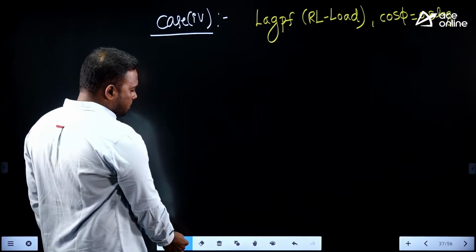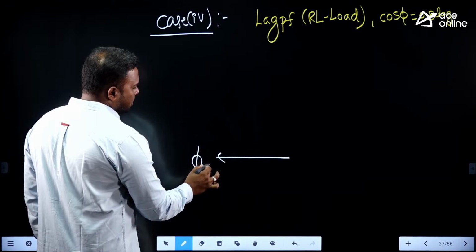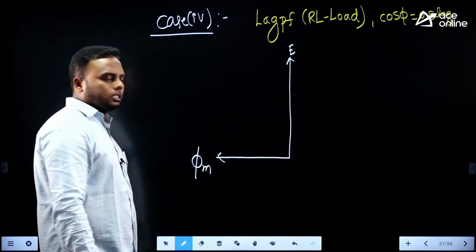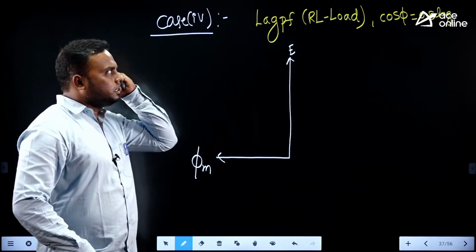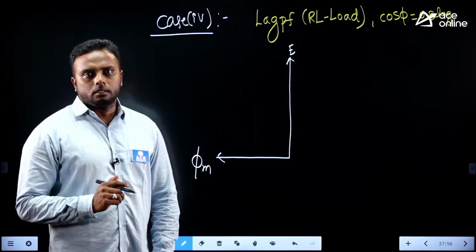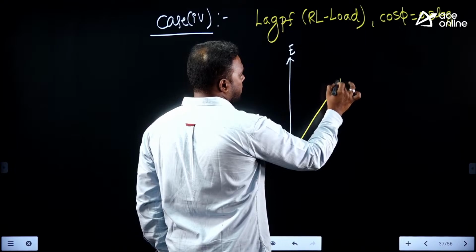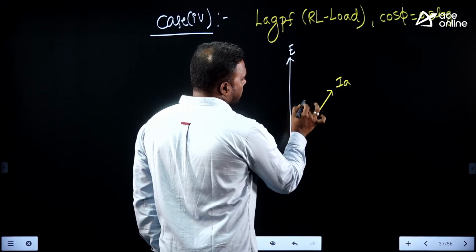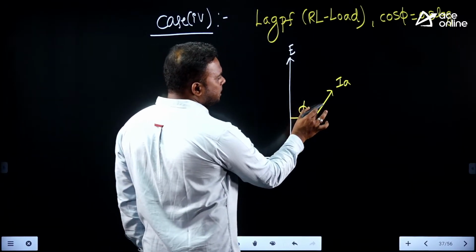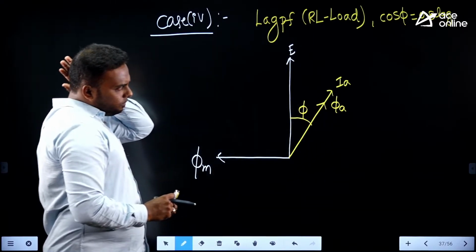Okay, same procedure, consider the main flux, and the EMF lags flux by 90 degrees, same as before, no change. So these two phasors will never change. Now as it is a 0.8 lagging load, what is the power factor angle? 36.86 degrees. So the current lags the voltage by some angle phi. Let it be IA and this is phi, here 36.86. If this is the armature current, the armature flux is in phase with it. This is the armature flux.